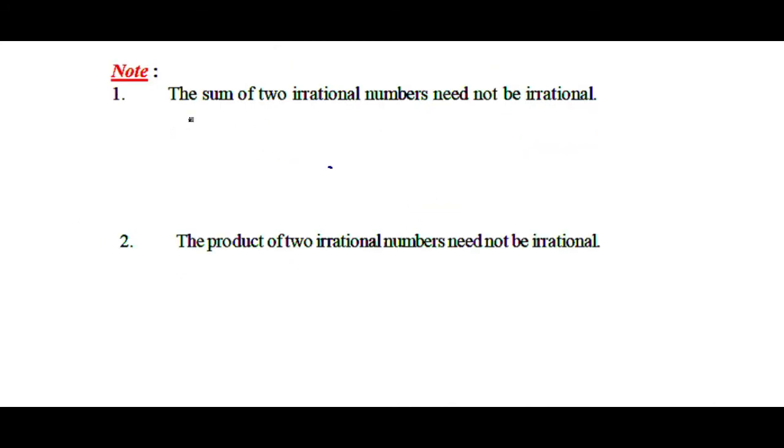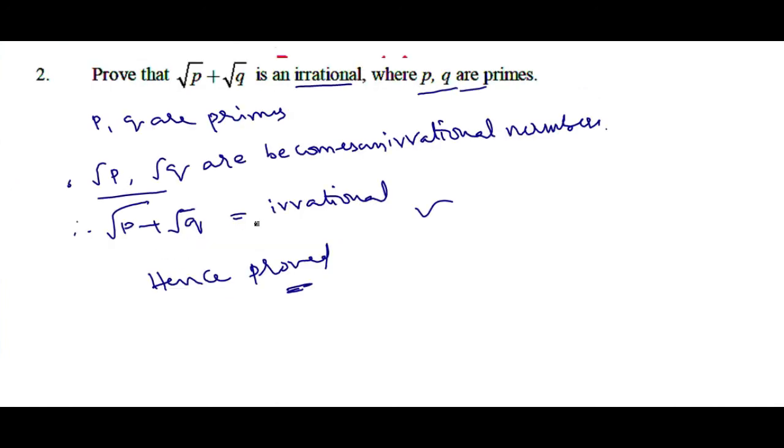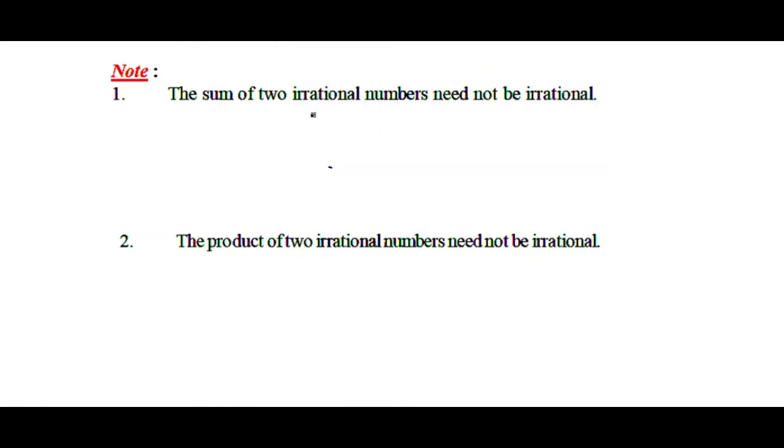And here we can remember two important rules. Remember, the sum of two irrational numbers need not be irrational. Here I showed the sum of two irrational numbers is an irrational number, but the sum of two irrational numbers may not always be irrational. For example, if I take root 2 plus minus root 2, one positive, one negative, you are getting 0. So 0 is a rational number. So the sum of two irrational numbers need not always be irrational. Sometimes you may get a rational number.